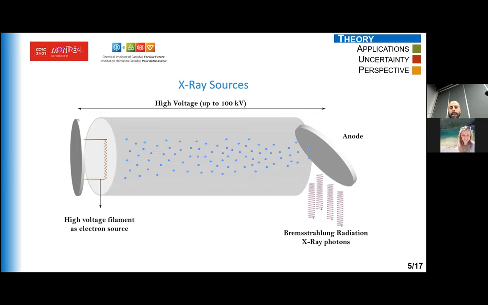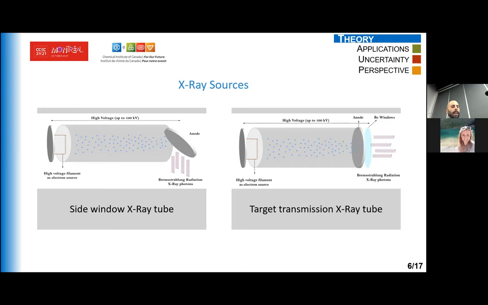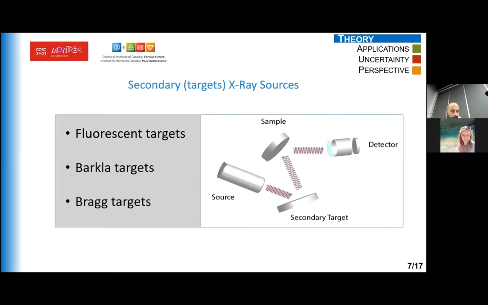There are different ways to do this. You can do it with a 90 degree application, or you can do it in a target transmission geometry, where you can direct the radiation without any bouncing. Then you can apply some beryllium windows to filter the radiation and get a cleaner incoming radiation, which will help you later when you measure the sample because you will have less noise.